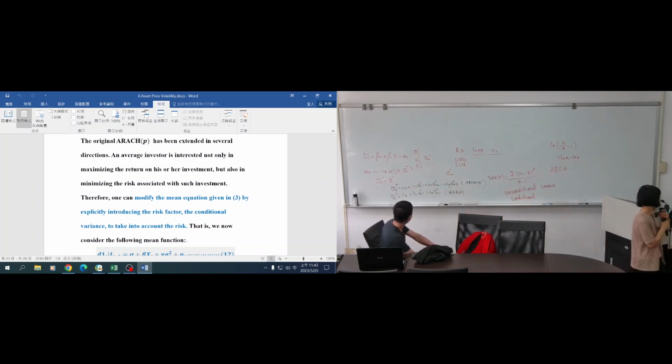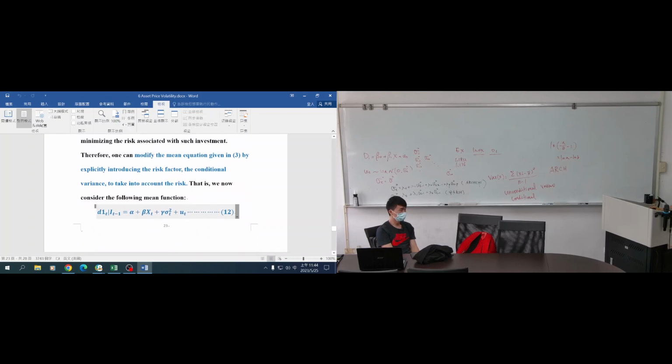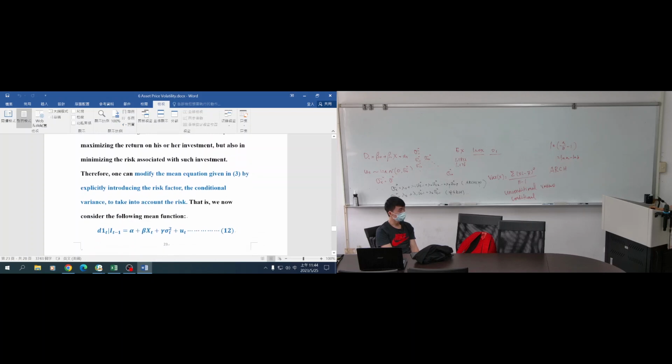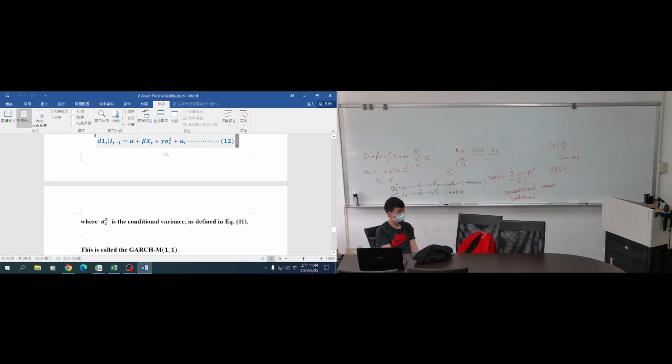Okay, how do we modify? It shows that we can modify the mean equation explicitly, so this part is also considered. That is, we now consider the following mean functions. So now this GARCH-M is considered with mean functions, like alpha plus beta xt, and we consider also this one, and this one is also the conditional mean.